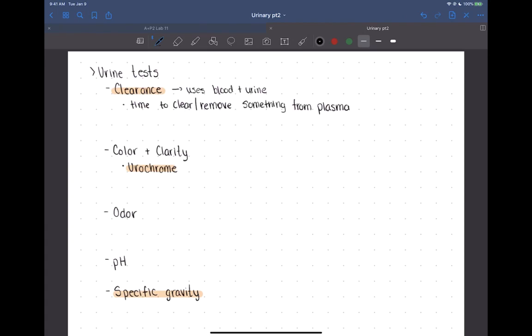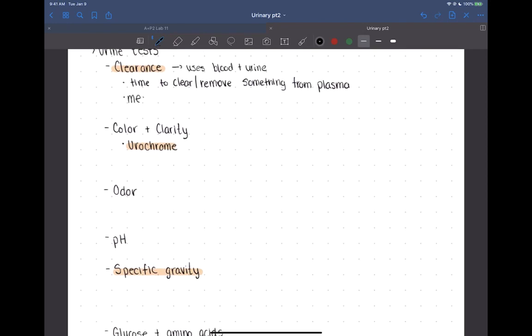And so frequently there's a plant polysaccharide that'll be given, it'll be injected, and then you can monitor the urine and the blood to see how long it takes that level of that polysaccharide to decrease in the blood and increase in the urine. Okay, so that would be the clearance, so the time it takes for that polysaccharide, inulin is what it's called, to move from the blood into the urine. That is going to be clearance, okay? And so it's going to measure glomerular filtration rate.